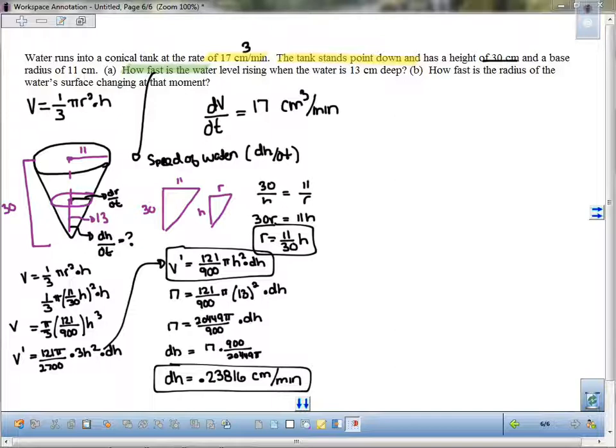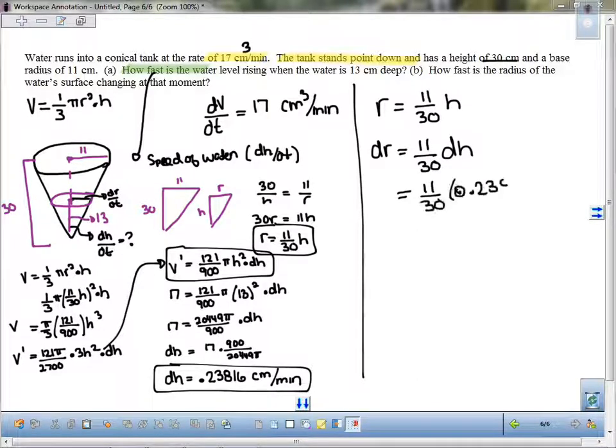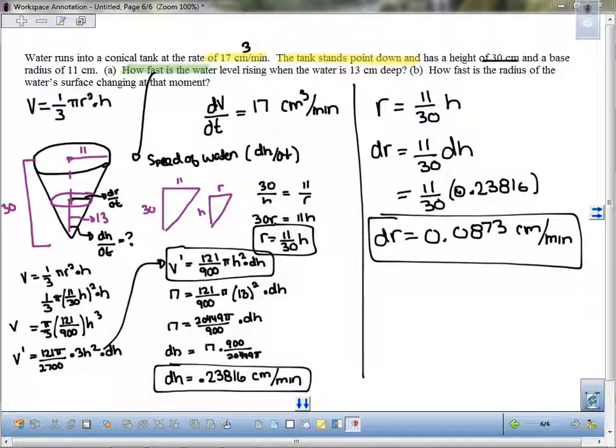centimeters per minute. Part B says how fast is the radius of the water surface changing at that moment. I already have what the radius is: the radius is 11 times 30 over h. So I'm going to take the derivative and substitute dh/dt at that specific moment. I get that the radius is changing at 0.0873 centimeters per minute.